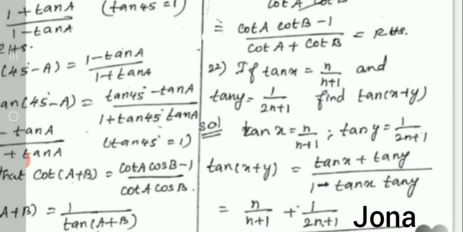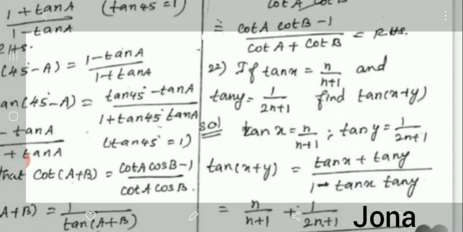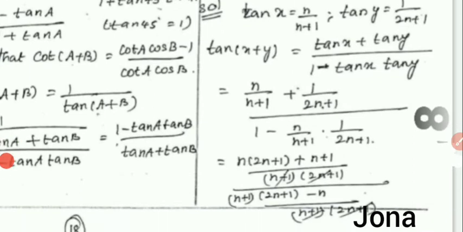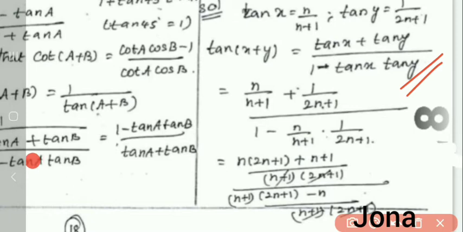The next problem: if tan x equals n by n plus 1 and tan y equals 1 by 2n plus 1, find tan of x plus y. The tan of x plus y formula we have is tan of x plus y equals tan x plus tan y divided by 1 minus tan x tan y. Just substitute the value of tan x as n by n plus 1 and tan y as 1 by 2n plus 1, and here 1 minus tan x is n by n plus 1, tan y is 1 by 2n plus 1.